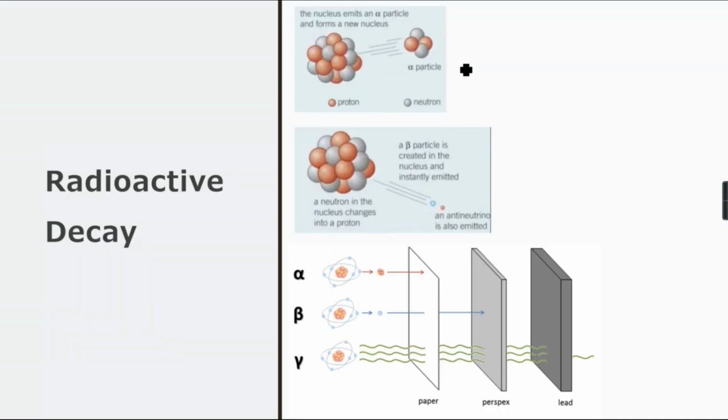So naturally occurring radioactive isotopes tend to release 3 types of radiation. Start off with alpha radiation, which consists of an alpha particle, and an alpha particle has 2 protons and 2 neutrons, same as a helium nucleus. And we denote it like this. We say it's an alpha particle with a proton number of 2, and because it also has 2 neutrons, its mass number must be 4.